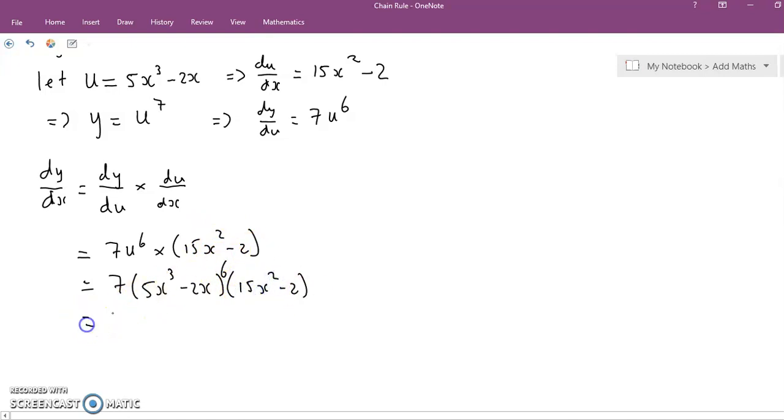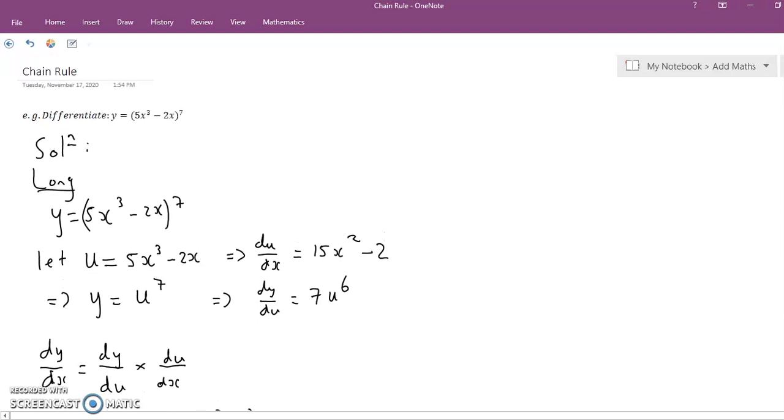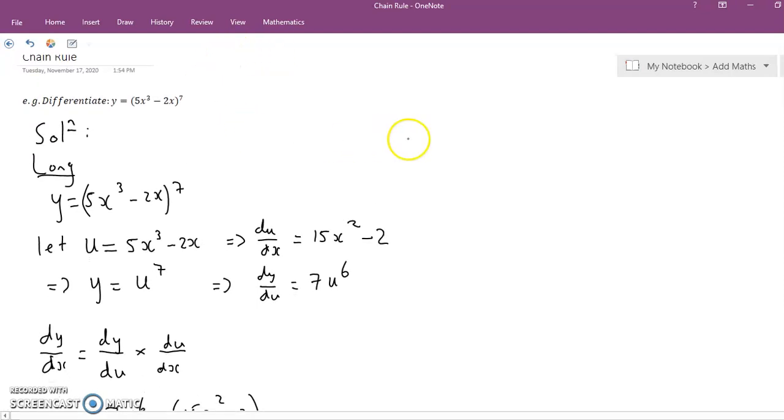This can be written a little bit more neatly, which is 7, bring the smaller power in front, 15x squared minus 2 into 5x cubed minus 2x all to the power of 6. And this here is your answer for dy dx. Now this here is your long method. You can feel free to pause the video there if you wanted to go over the solution, right?